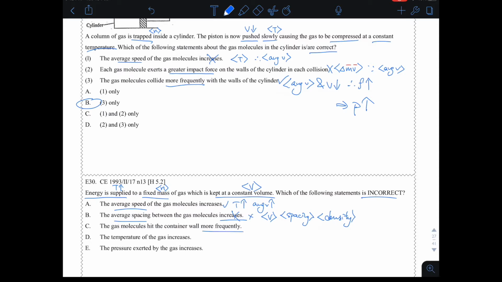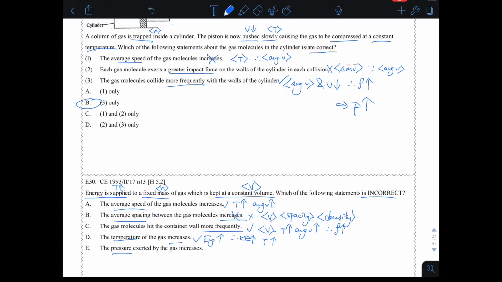The gas molecules hit the container more frequently. The answer is yes, because the volume is the same. While temperature increases, the average velocity increases. That means the molecules move faster, then frequency of collision must increase at the end. Temperature increases, yes, because the energy increases. And in ideal gas, energy is represented as KE. Therefore, the KE increases. That means temperature increases.